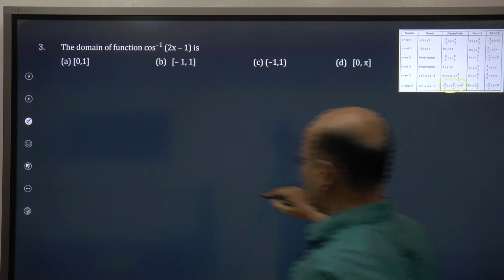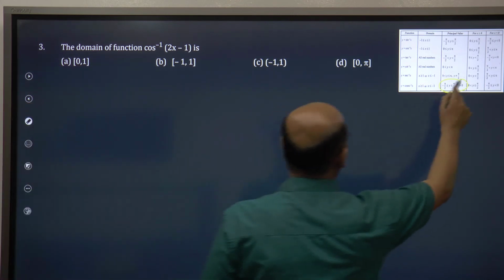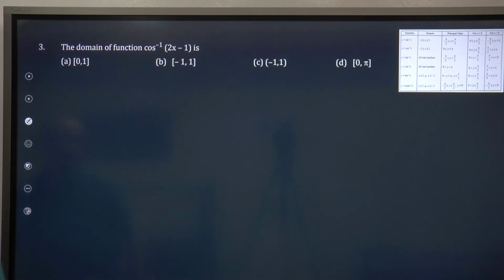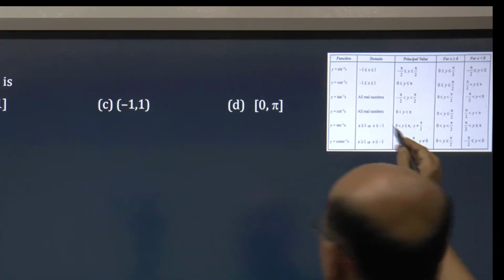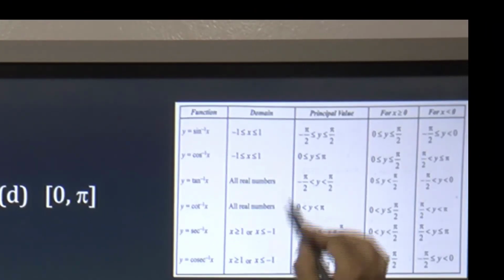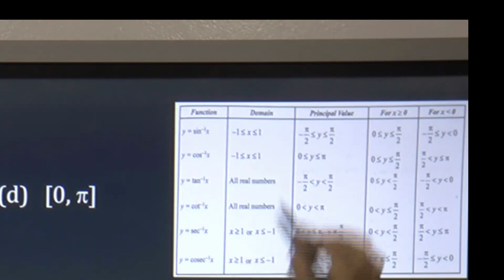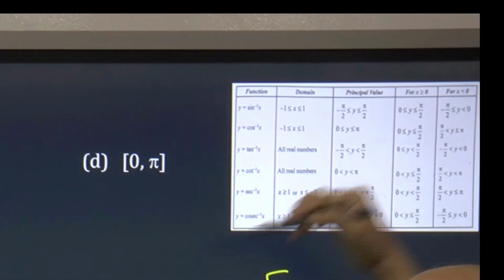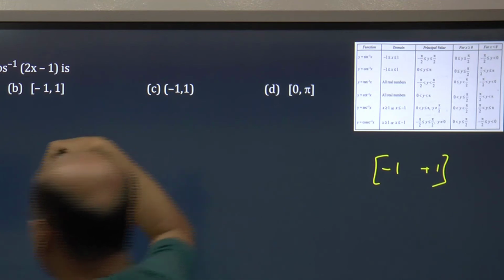Now, the domain of the function. Look at the pattern here. The domain of sine inverse or cos inverse is always from minus 1 to plus 1. Keep that in mind. I am talking about the domain, not the principal value. So the domain is between minus 1 and plus 1.